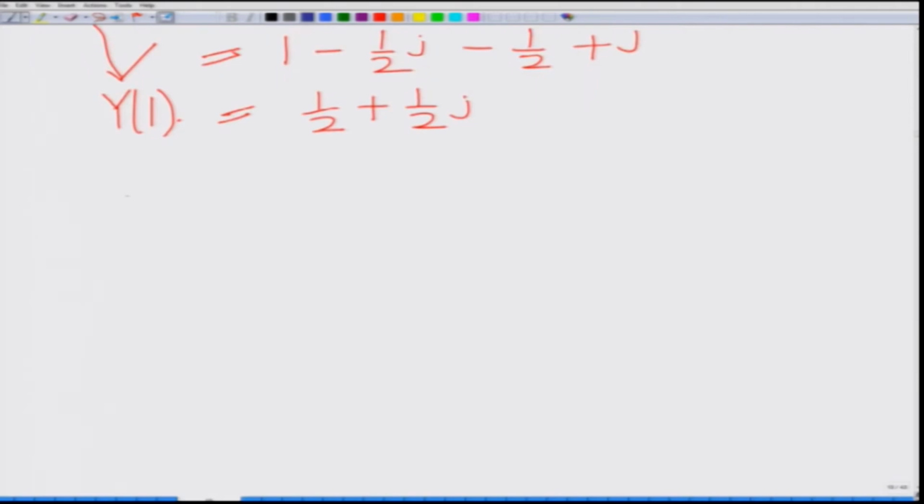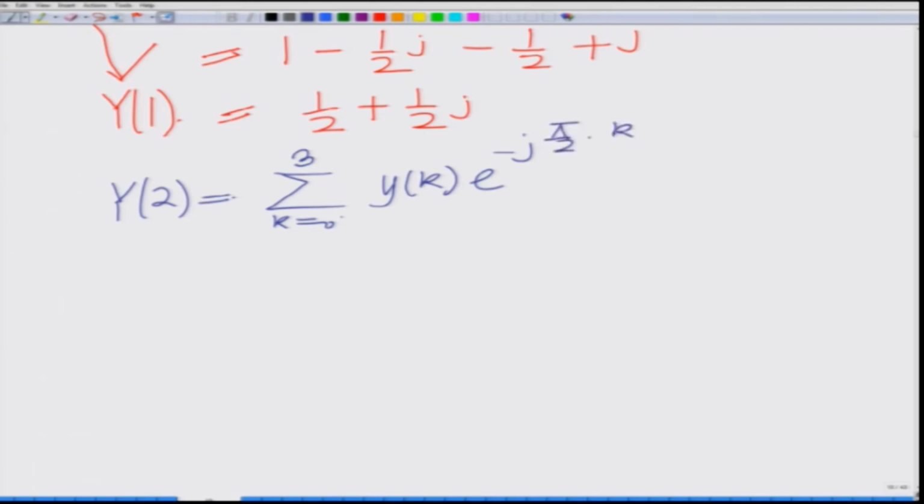Okay. Similarly, one can compute the output symbol across the subcarrier L equal to 2, that is summation k equal to 0 to 3 y k e raised to minus j pi by 2, substitute L equal to 2. So, this is summation k equal to 0 to 3 y k e raised to minus j pi k.